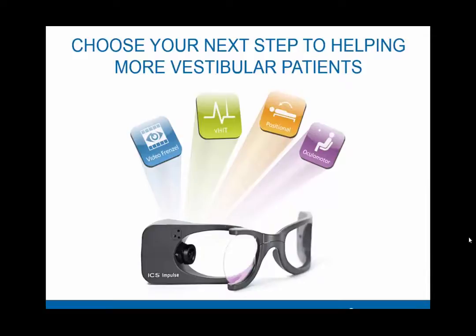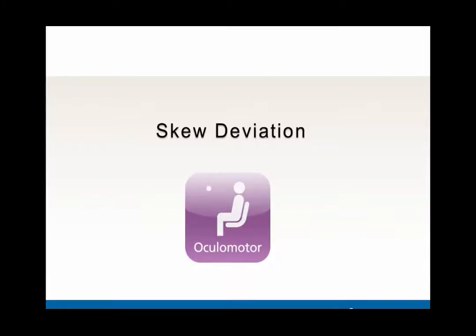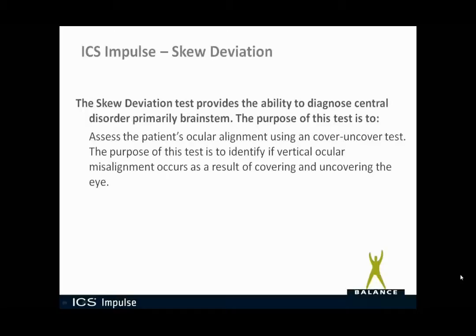And today we're going to be talking about skew deviation. Skew deviation is a test within the ocular motor module. The skew deviation test provides the ability to diagnose central disorders primarily in the brainstem. The purpose of the test is to assess the patient's ocular alignment using a cover-uncover test.